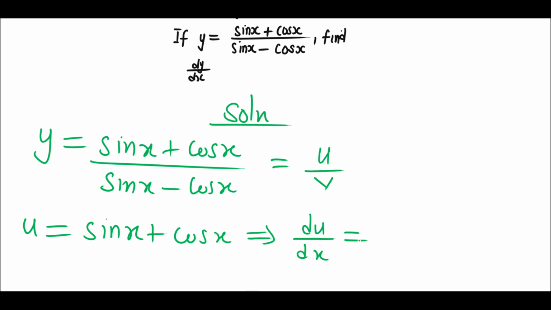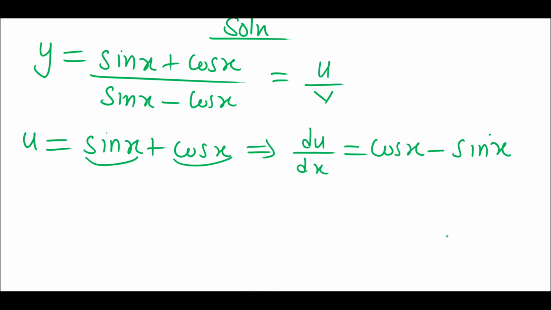So let us look at it. When you differentiate sine x, we are going to get cos x. When you differentiate cos x, we are going to get negative sine x. Let us take the other part, which is the v. Our v will be equal to sine x minus cos x.